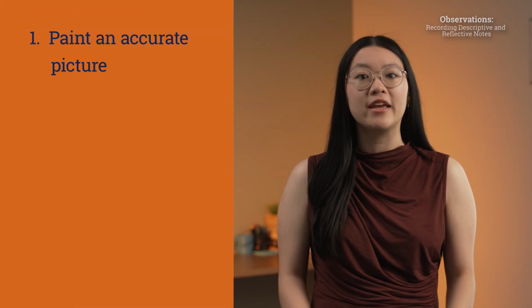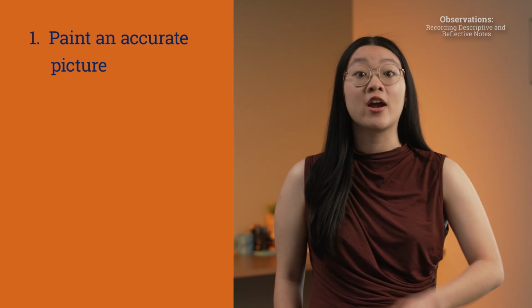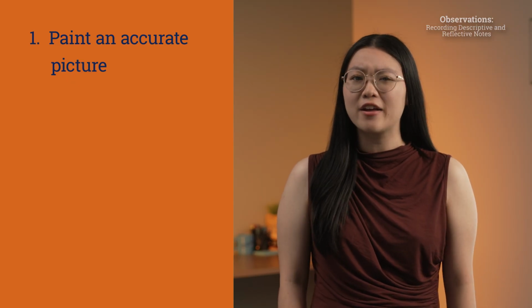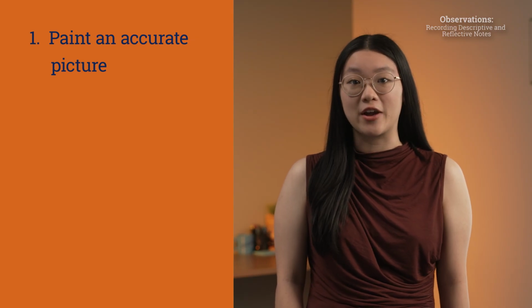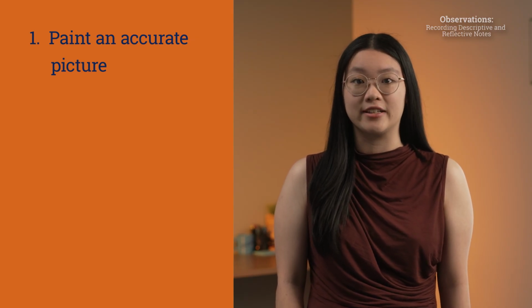Now that you have been introduced to descriptive and reflective observation notes, we have a few tips for making your notes even better. First, when writing your notes, always paint an accurate picture. Describe what is actually taking place rather than what you were expecting to see. In other words, try not to let your expectations affect your observations.